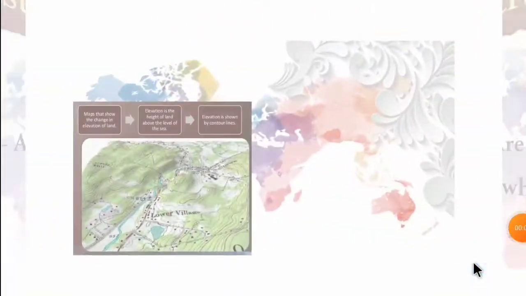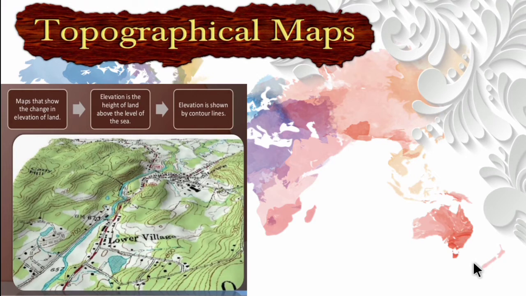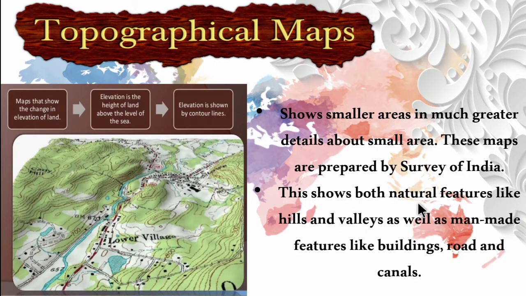The next one is the topographical map. A topographical map is also a kind of large scale map. Why? Because it shows smaller areas in much greater detail. These maps are prepared by the Survey of India. They show both natural features like hills and valleys as well as man-made features like buildings, roads and canals. So the topographical map is also an example of a large scale map.